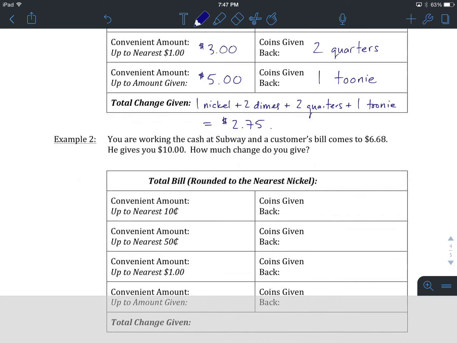First step is to round our bill's total to the nearest nickel. So I'll get you to do that now. Hit pause when you've got it. Come on back, we'll see how you did.